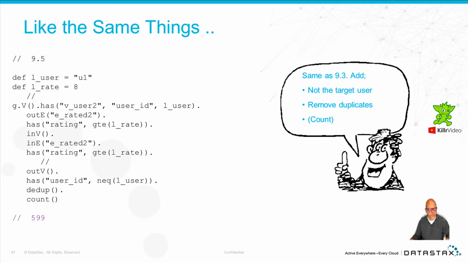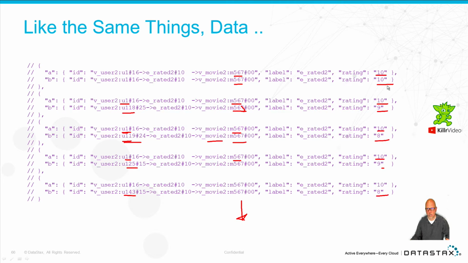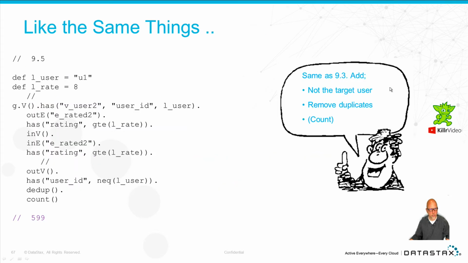We added something to this. Remember on the last page, I showed myself rating the same movie. Well, that's pretty weak. I want to get rid of that. So here's how we tackled that. I don't need to know that I like the same movies that I like. That's pretty silly. So I can take that out with this. And if I'm looking at just users, I'll put a dedupe on that, and then I'll do a count. So not myself and removing duplicates, there's only 599.